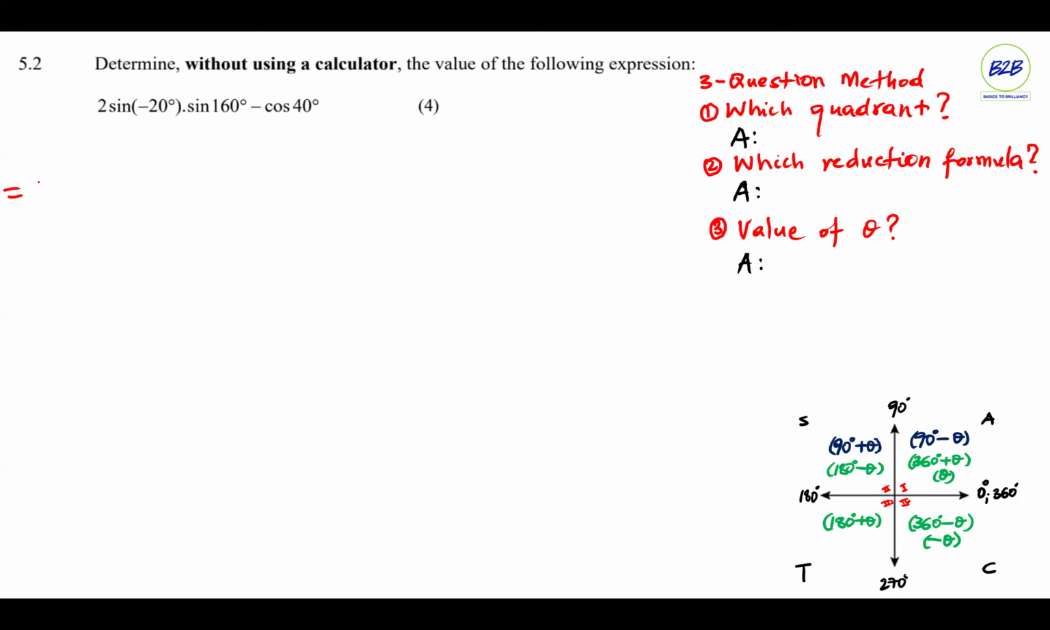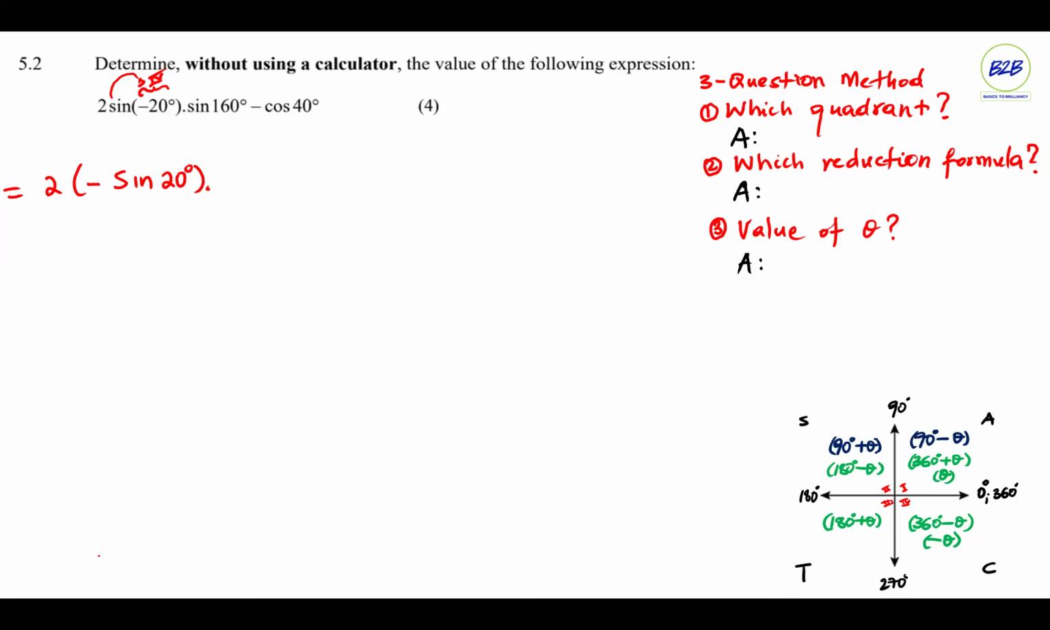There we have 2, and then we have negative 20 degrees, which is the same as negative theta in the fourth quadrant. Therefore, that means, what is the sign of sine in the fourth quadrant? That is negative. So we are then going to have negative of sine 20 degrees.